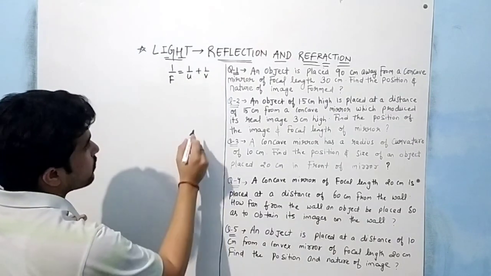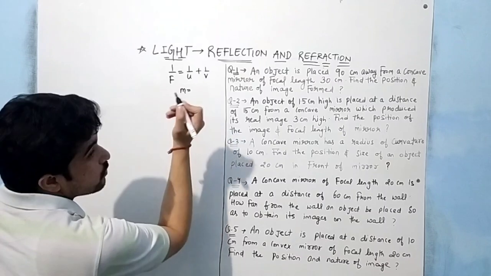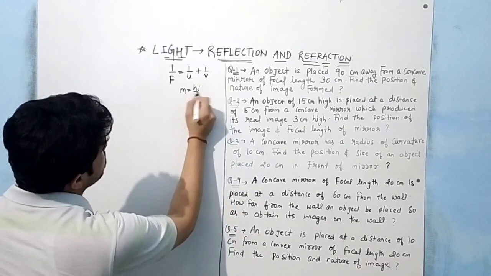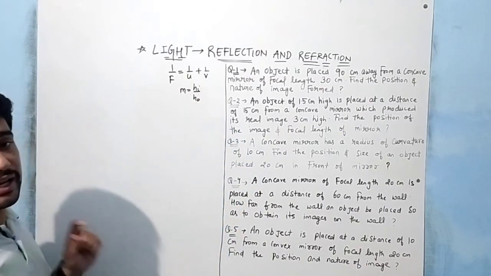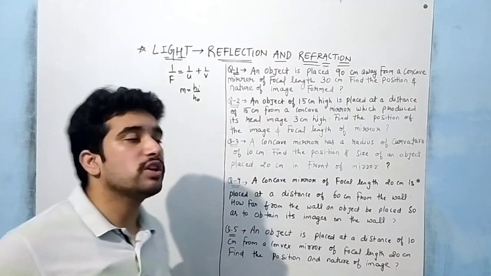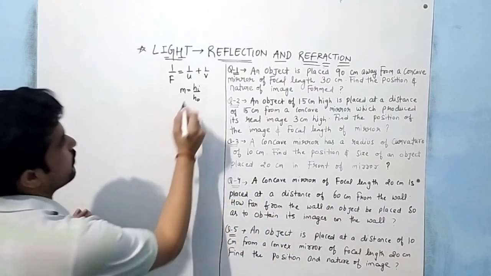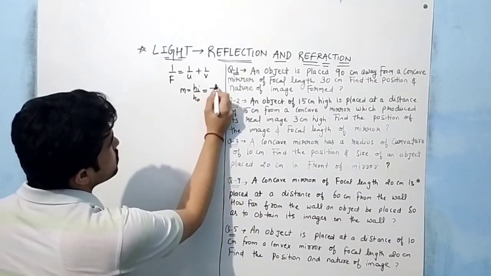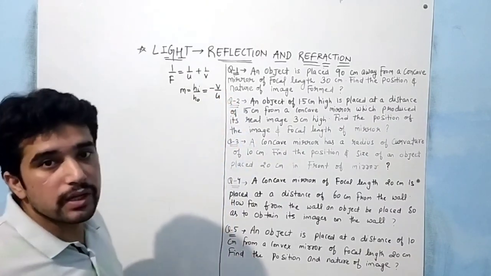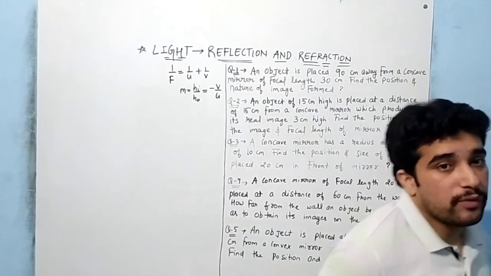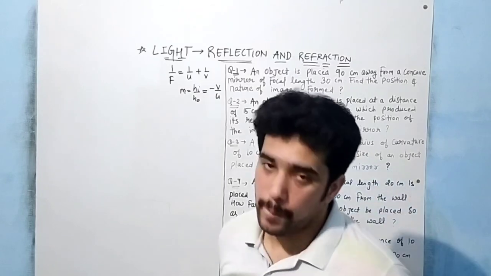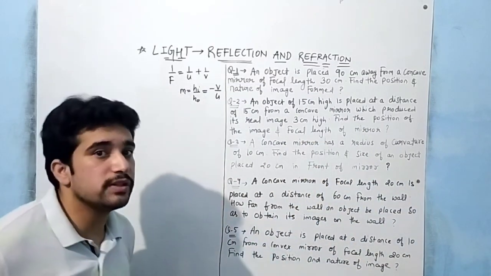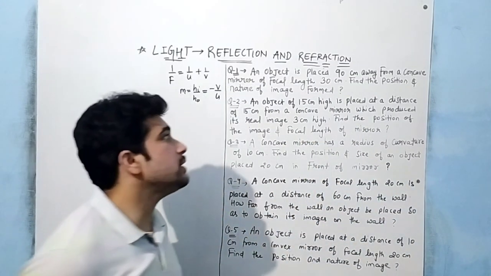This is your mirror formula, and for magnification you have the formula that is hi over ho, where hi is the height of image and ho is the height of object. This is also equals to minus v over u, where v is the distance of image and u is the distance of object. All these distances are measured from the pole. You have to remember this thing.